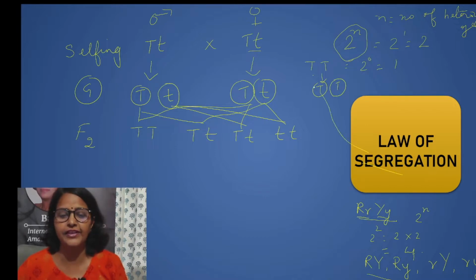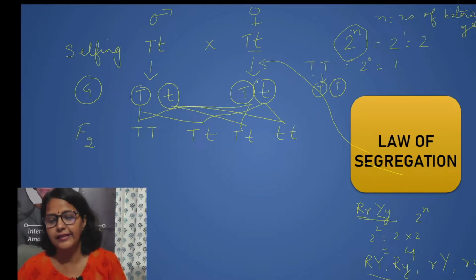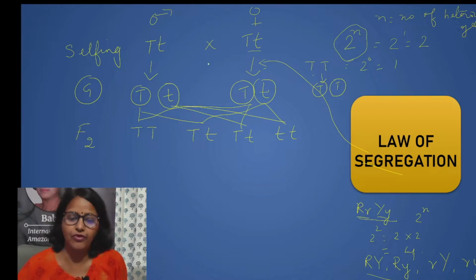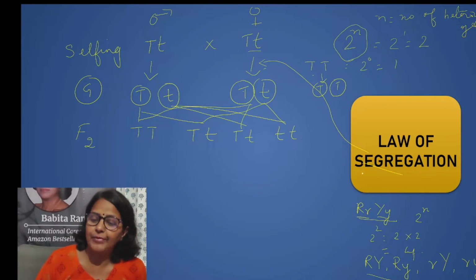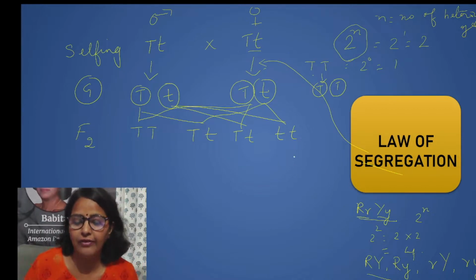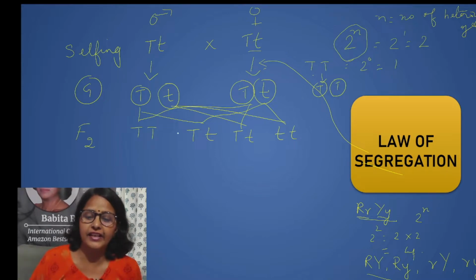Law of segregation states that during gamete formation, all the alleles segregate out. We will have only one allele in one of the gamete. So all the alleles segregate out during gamete formation. Now what happens because of this segregation? How can we show that they have segregated out?